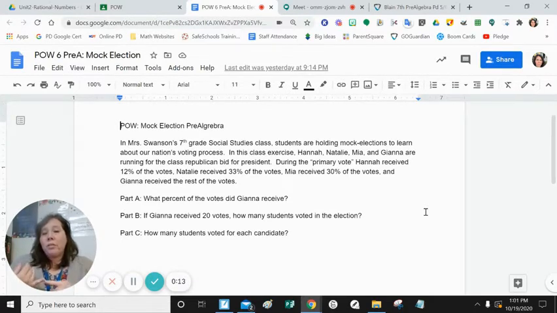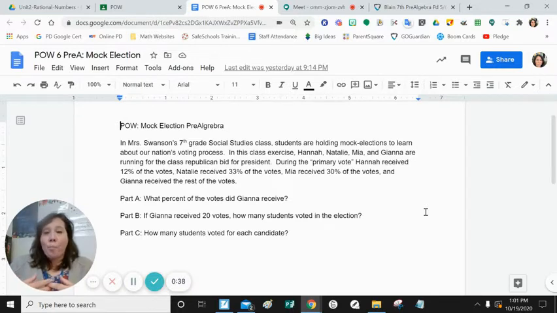In Mrs. Swanson's 7th grade social studies class, students are holding mock elections to learn about our nation's voting process. In this class exercise, Hannah, Natalie, Mia, and Gianna are running for class Republican bid for president. During the primary vote, Hannah received 12% of the votes. Natalie received 33%, Mia received 30%, and Gianna received the rest.